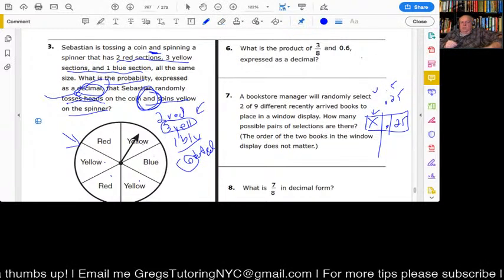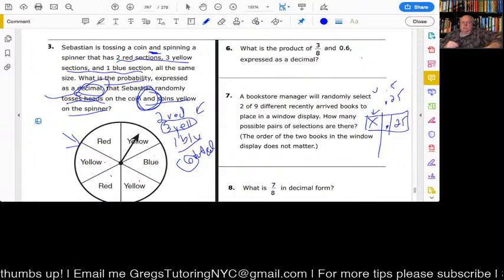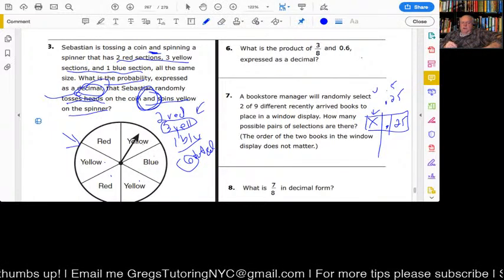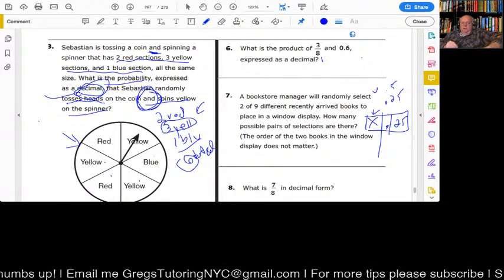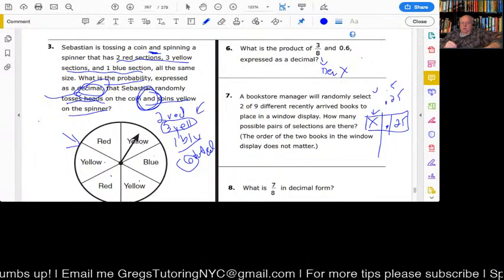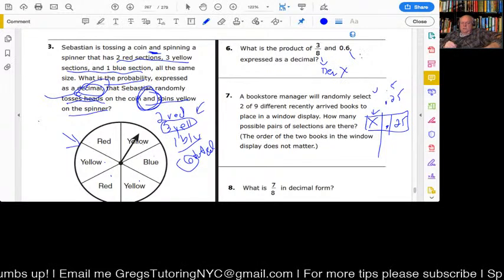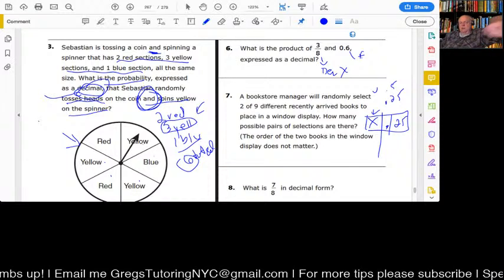Okay, what is the product of 3/8 and 0.6 expressed as a decimal? So this is just annoying, you guys. You can convert this to a decimal and then do the multiplication, or you can convert this to a fraction, multiply it out and convert it back. This is a zero-sum win game.